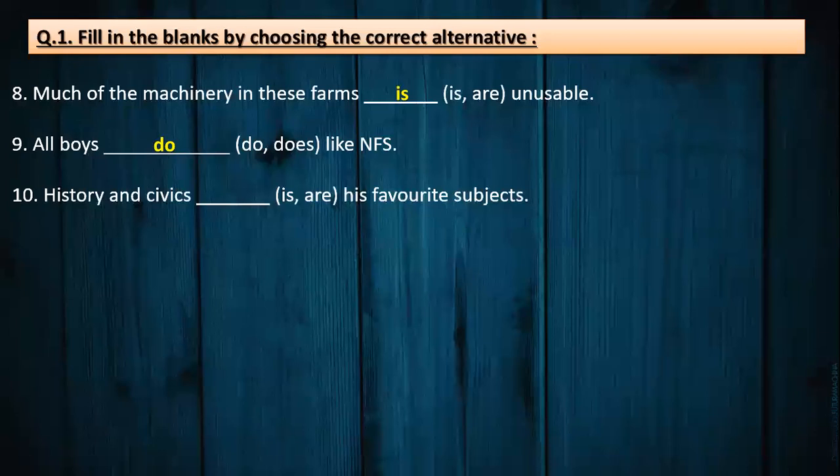History and civics dash his favorite subjects. Do we consider history and civics as one single unit here? No. Why? His favorite subjects. It is not subject, it is favorite subject. So history and civics are his favorite subject. So is this clear to everybody? Here we are going ahead with the next concept.